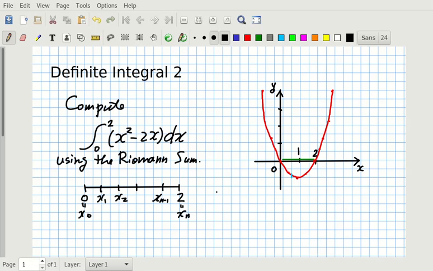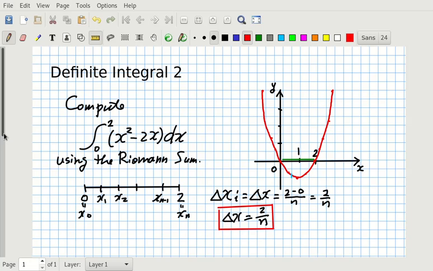So first we want to know delta x sub i. Because of the equal division, delta x is equal to 2 minus 0 divided by n, which is 2 over n. Good. Therefore delta x equals 2 over n. Okay, that's the first step here.